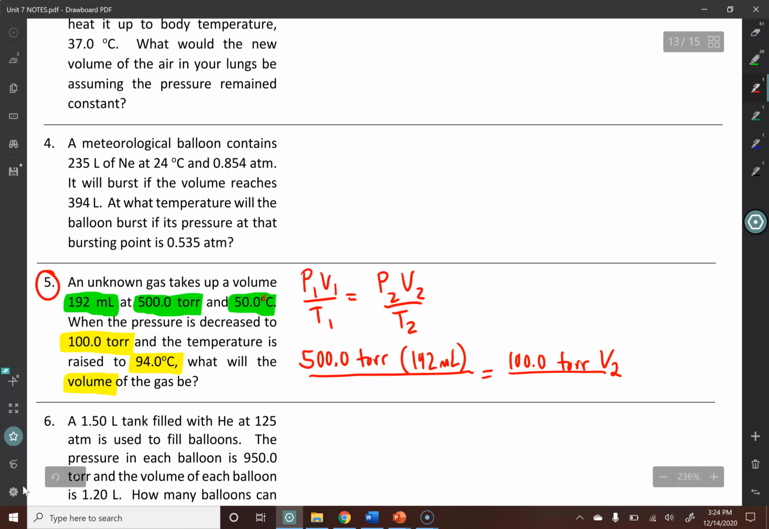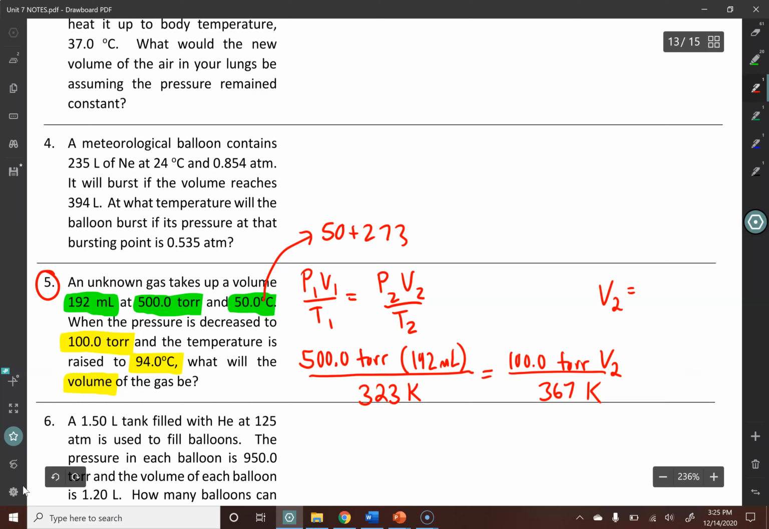Wait a second. No way. I've got to get that out of Celsius and into Kelvin. It's as simple as just adding 273. So 50 plus 273 gives me 323 Kelvin. Same type of calculation, 94 plus 273 gives me 367. If you're wondering, where did that 0.0 go? Did we lose the sig fig? No, we're okay. We have no places after the decimal point when adding, so I've got a total of 3 sig figs in each of those temperature measurements.